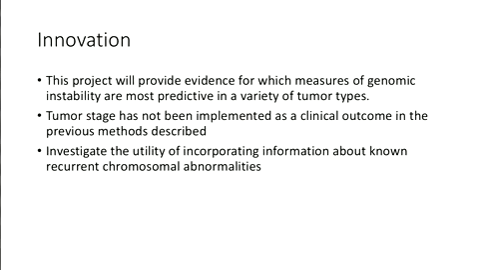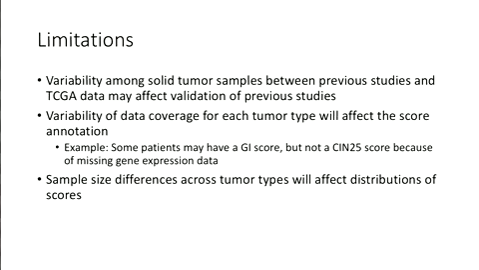So the innovation of this project is that it will provide evidence for which measures of genomic instability are most predictive in a variety of tumor types. And tumor stage hasn't been implemented as a clinical outcome in the previous methods that I described. And then I'll also be investigating the utility of incorporating information about the known recurrent chromosome abnormalities. So the next steps of this research might involve the beginning of more clinically based research based on how the CIN scores do for each tumor type.